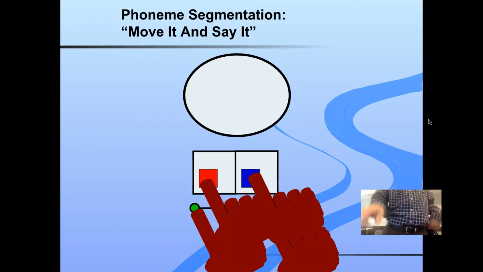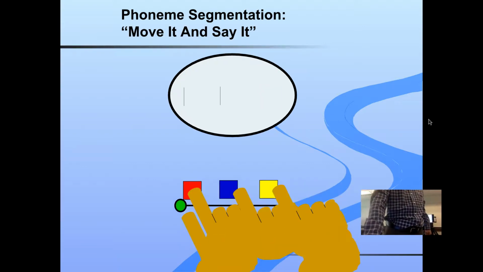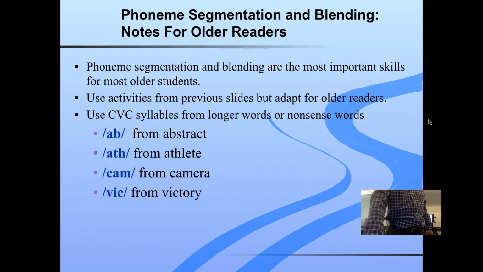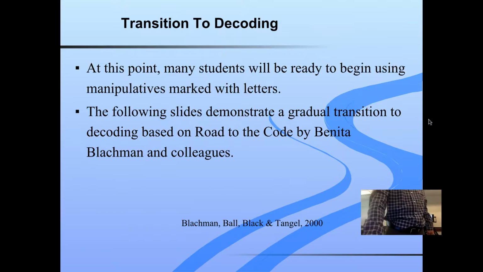Move it, say it, this is called the Elkonin box, where, if you give them the word car, they push up 3 tokens into the box. K, ah, R, and they can say there's 3 phonemes in the word car. We talked about tapping it out. And now they're getting ready to decode, all right? And so they're starting to think about the letters.